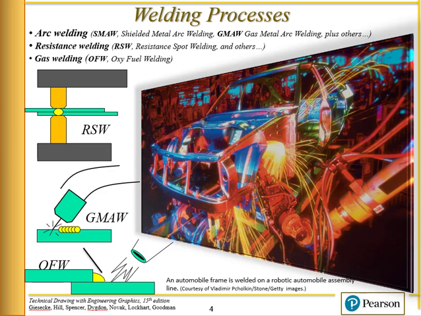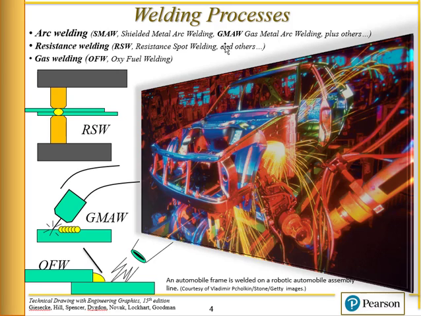Okay, the types of welding processes. This is your first objective: describe the various welding processes. The ones we're going to talk about here are arc welding. That's essentially SMAW, shielded metal arc welding, or gas metal arc welding. There's a bunch of other different ones, and it just creates a shield around the arc while it's welding.